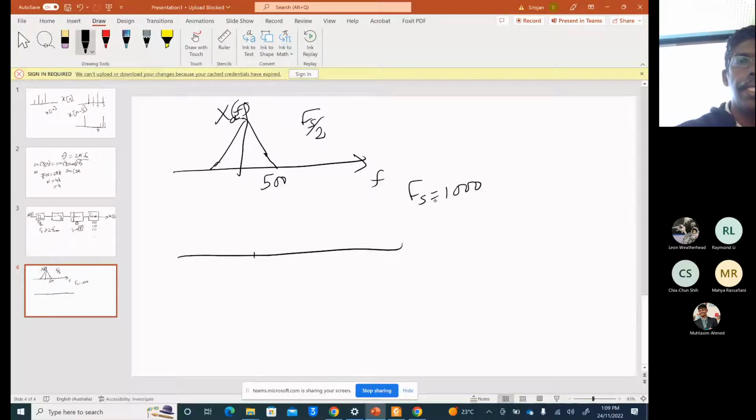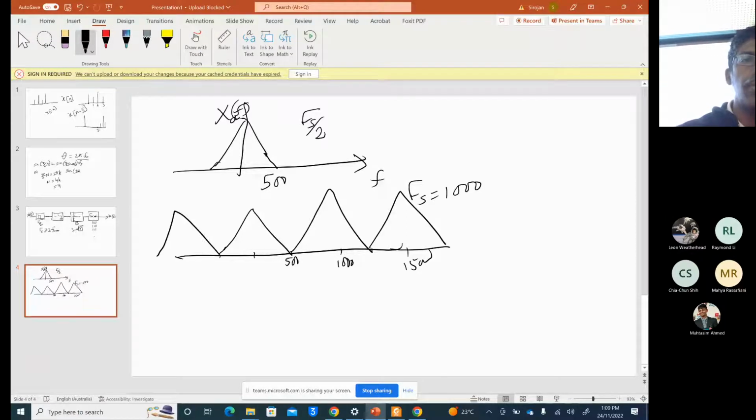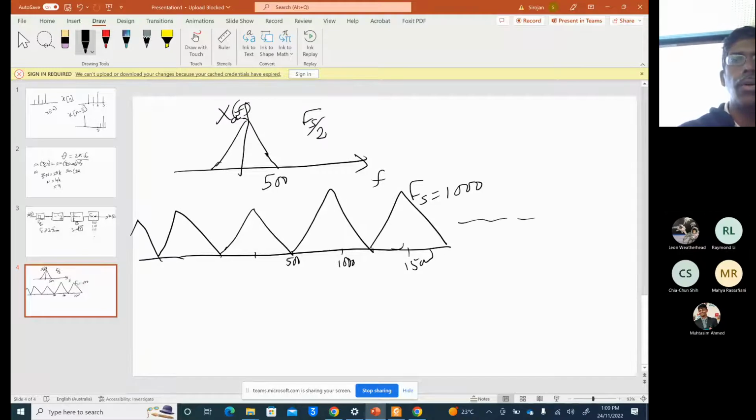That means this spectrum is going to get repeated at every Fs. So this is 500, then at 1000 the same spectrum repeats, then at 1500 it repeats, and the same thing on the negative side also. It keeps repeating. That is the digital spectrum, XD. I put it on the hertz scale, but we should usually draw it on the theta scale, where every value is 2 pi times the analog frequency divided by Fs.